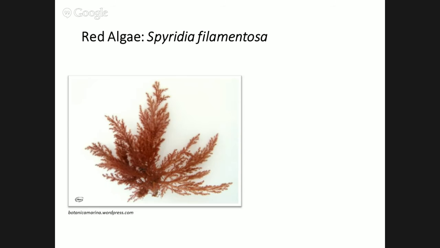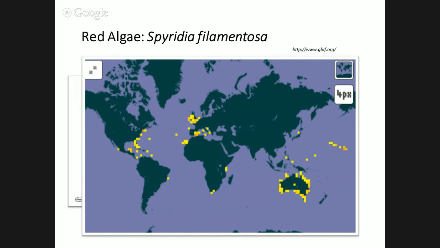Spiridia filamentosa is a really common red alga around the Hawaiian Islands as well, and it has a very broad distribution, like most of the taxa that I'm talking about today. We choose these species because they have these broad patterns of diversity, and what we want to see is, are they in fact as widely distributed as it appears they are, or are they more restricted in distribution?